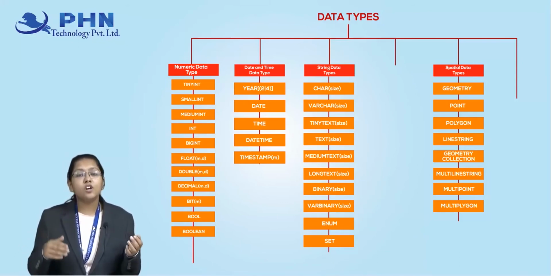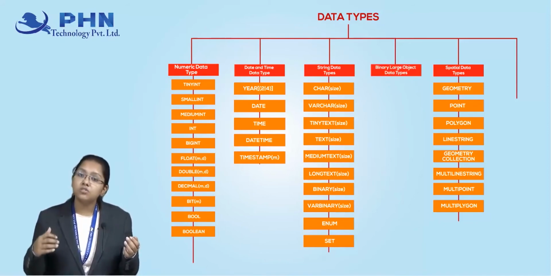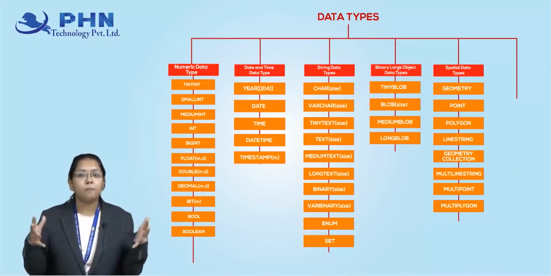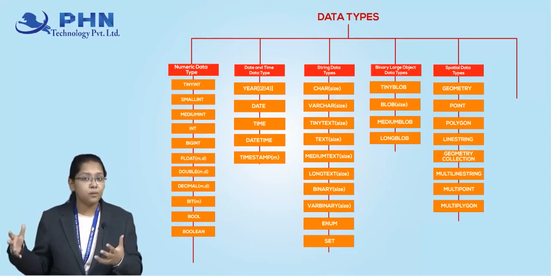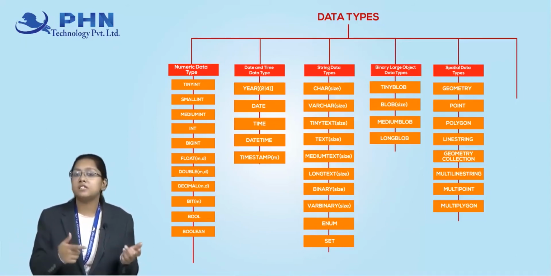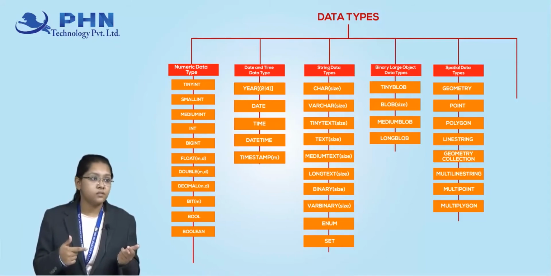Now another is your binary. Binary stores variable amounts of data combined. Variable means it has a certain byte size, right? 2 byte, 4 byte, 6 byte, 8 byte. So if you want to store these types of larger variable amounts, then you have to use these types of data types.